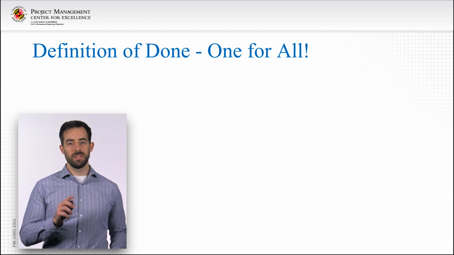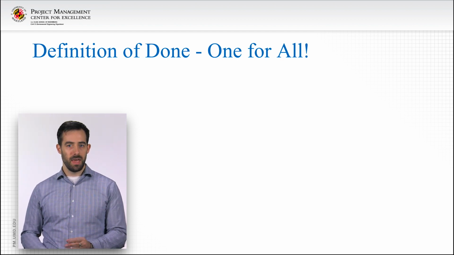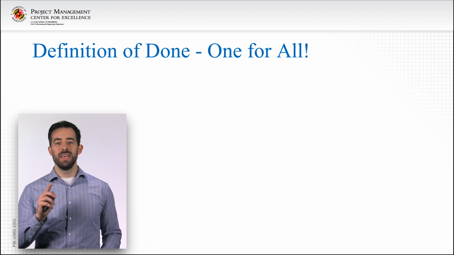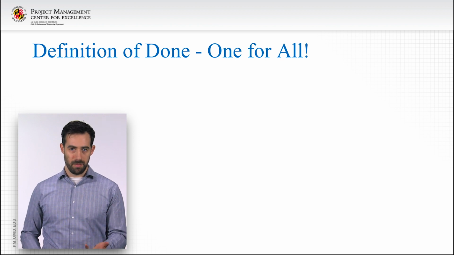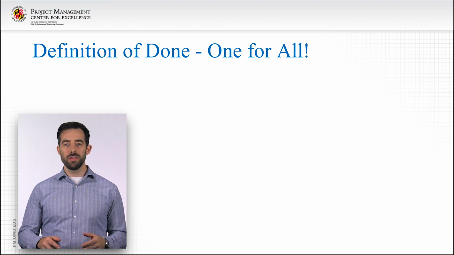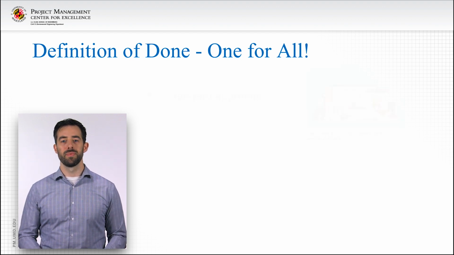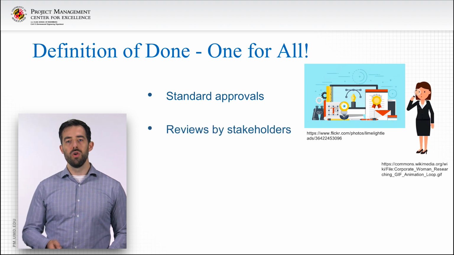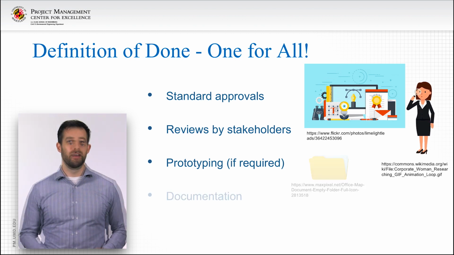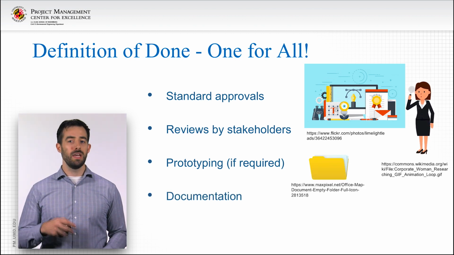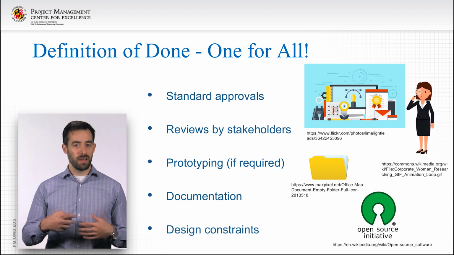As stated in the Scrum Team Foundations lesson, all user stories are governed by the project's definition of done. In this way, the definition of done is the hidden fourth part of any user story, although it is focused on process for closing a story. The definition of done captures all the standard requirements for completing work defined in a user story, such as standard approvals, reviews by stakeholders, prototyping, if required, documentation for sustainability, reporting, and so on, design constraints for compliance, integration, and so on.